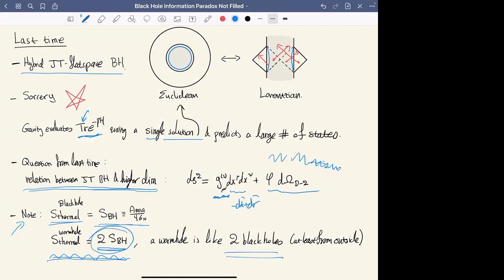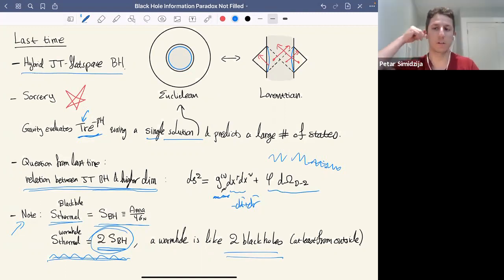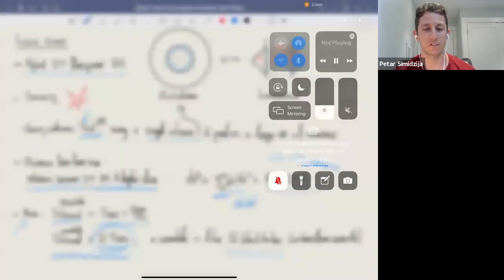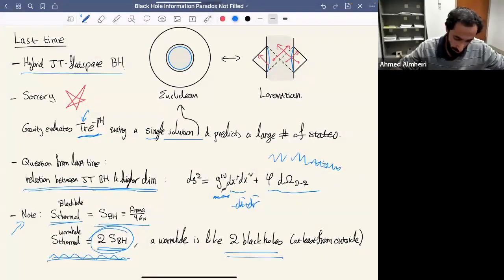Okay, good. So any more questions about what we discussed last time? Of course, go ahead. About the sorcery. It seems that the only reason that you have a single classical solution calculating your entire partition function is because you assume that the path integral can be solved by the on-shell contribution. And so that obviously just gives you a single solution. So what justifies you approximating the path integral with the saddle point?